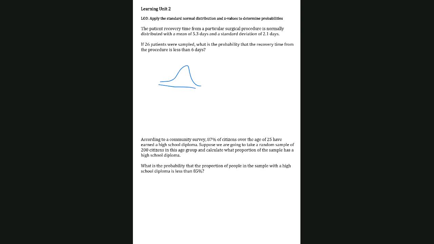So if you recall from this section, the first thing that we're generally required to do is draw up your bell-shaped curve and plot in your population value. Your population value will come from the first couple of lines in the question, where they say that in general, this is what occurs. So here they said that the patient recovery time from a particular surgical procedure is normally distributed with a mean of 5.3 days. What they're saying here is that in general, it is a recovery time of 5.3 days on average. And so this is your population value.